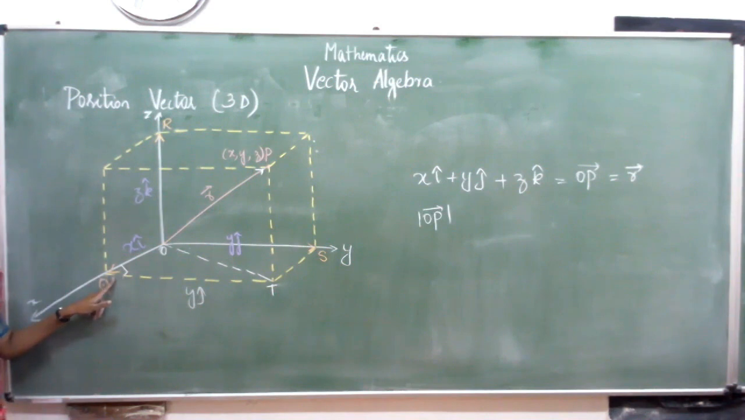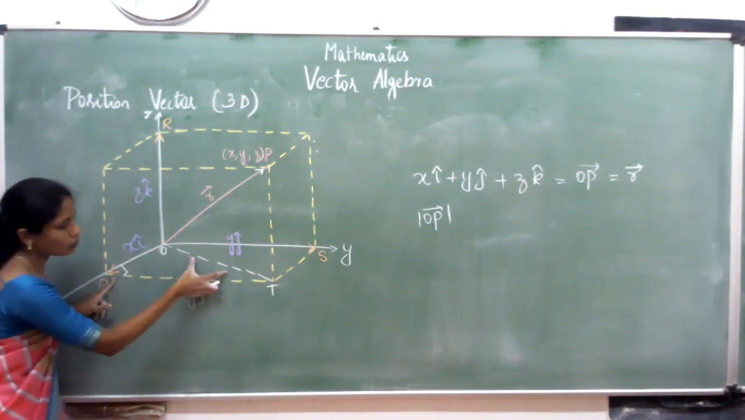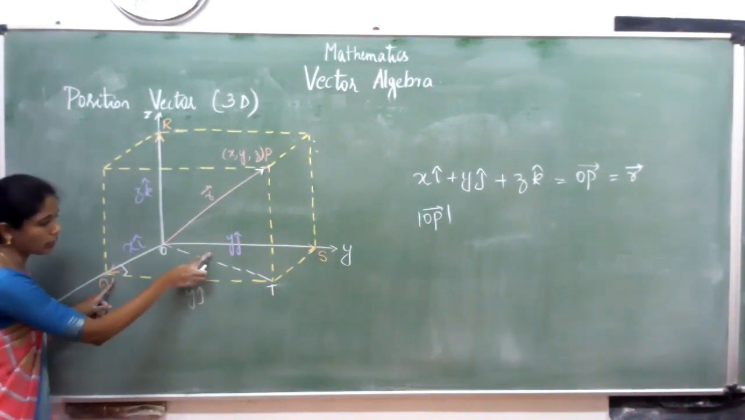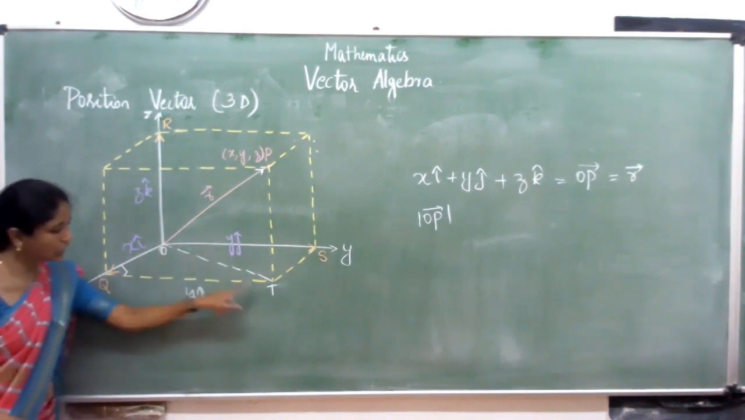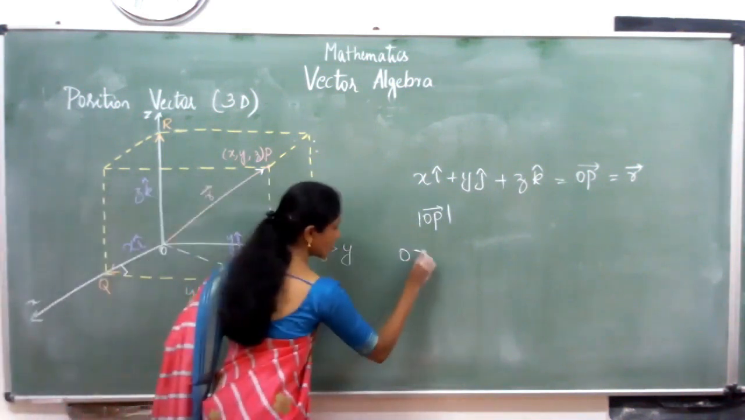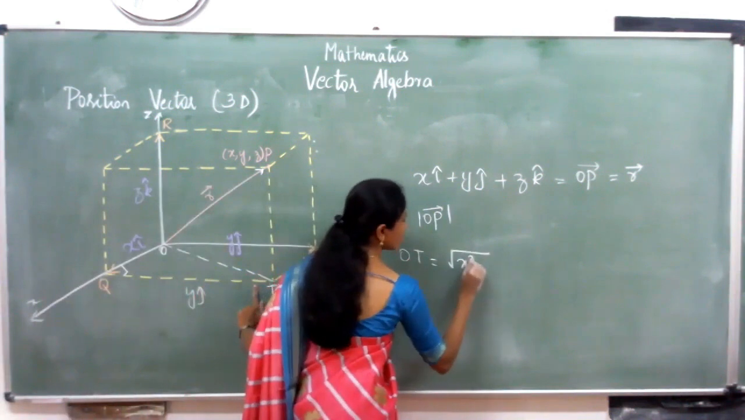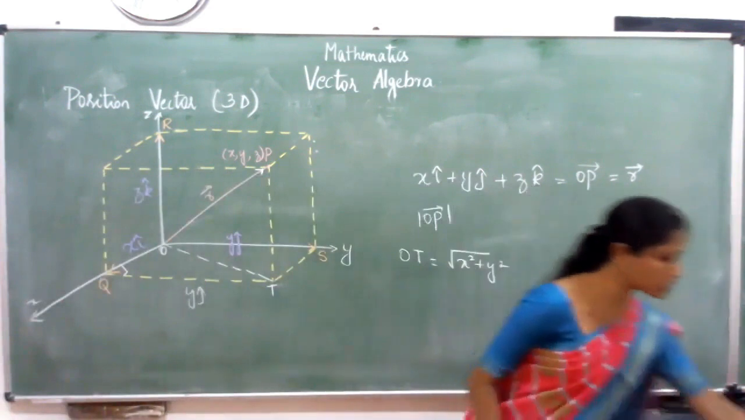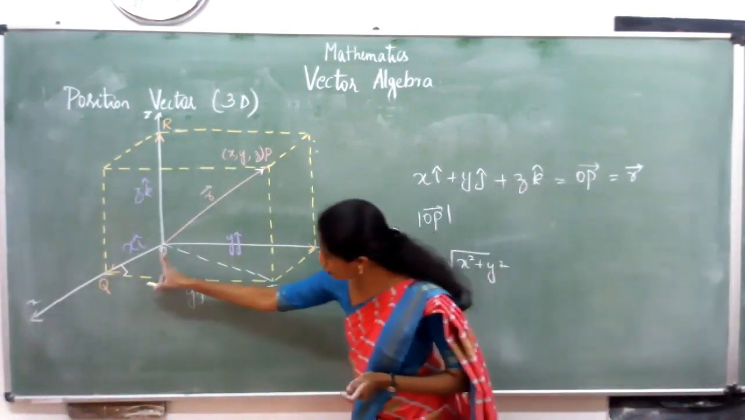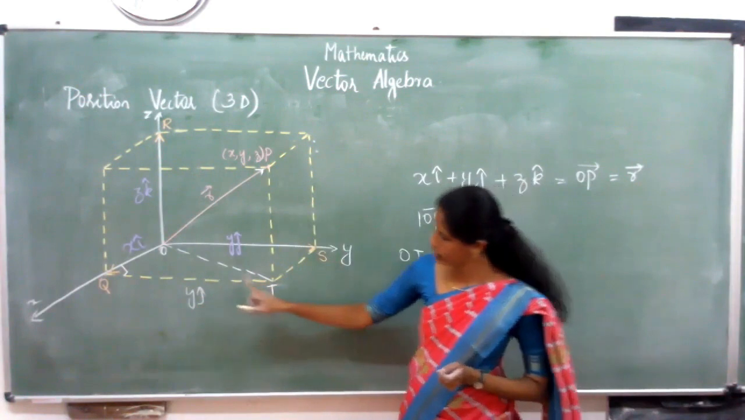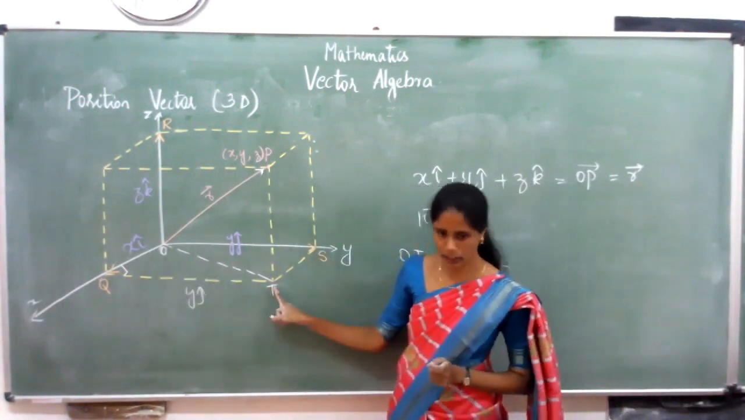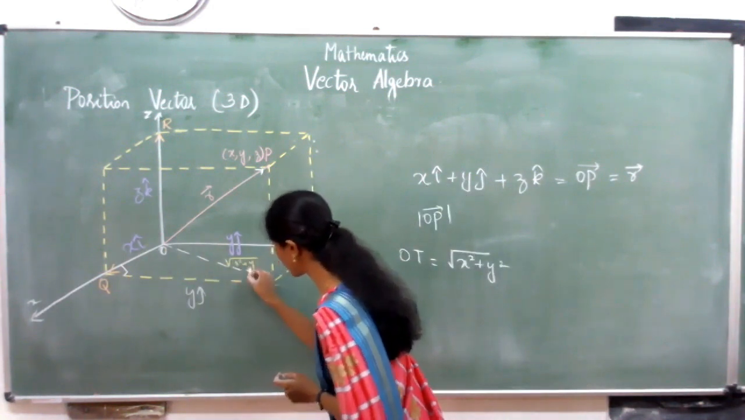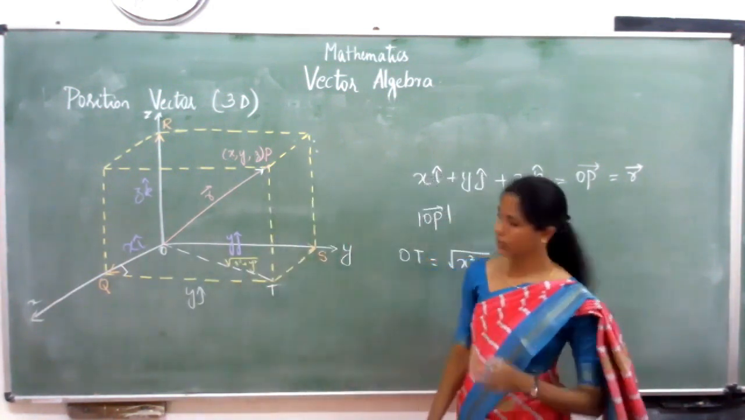So here we need to find this distance. We need to know this distance. This is x, this is y, and this is the hypotenuse. So the hypotenuse OT is equal to root of x square plus y square. Using the Pythagoras theorem in triangle OQT, OT is your hypotenuse, and it will be equal to root of x square plus y square.